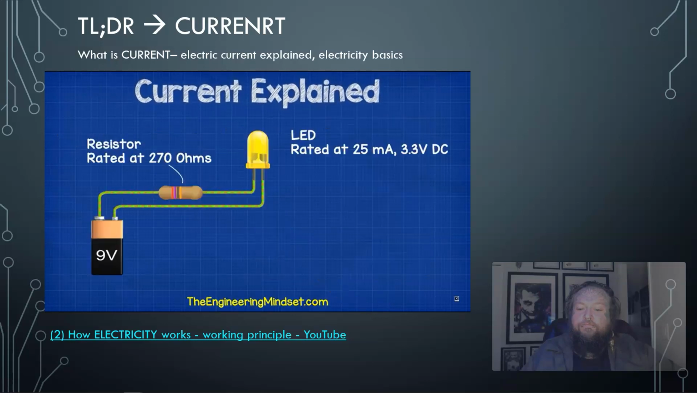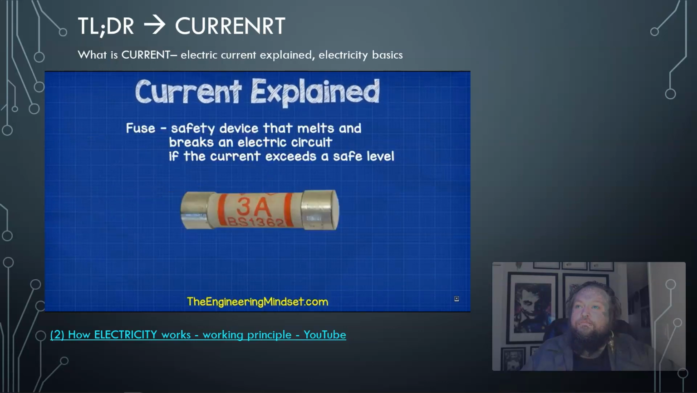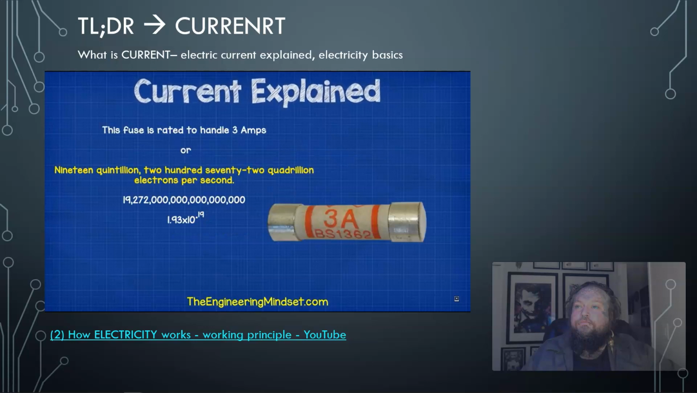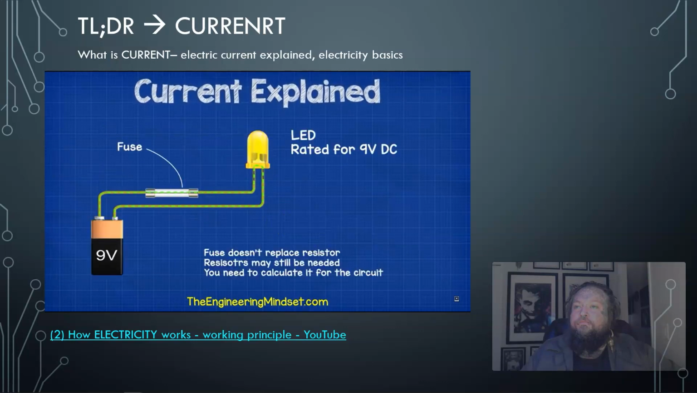So we saw earlier that we can use resistors to reduce the amount of current flowing in the circuit and protect our devices. Another thing we can use is a fuse. Fuses, in a basic sense, have a thin piece of wire inside them which is rated to handle a certain amount of current flowing through them. In this case, this one is rated to handle 3 amps, or 19 quintillion 272 quadrillion electrons per second. The fuse acts as a weak point and is very cheap to replace.